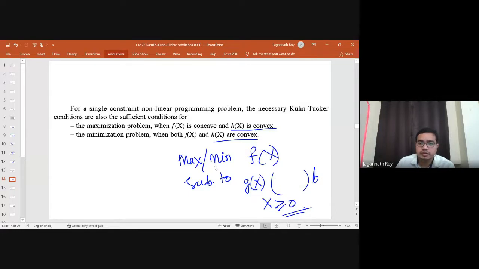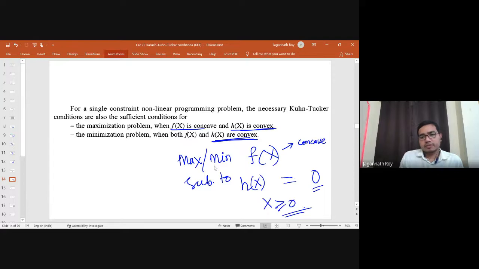Correct. For maximization, it will be less than, and for minimization, it will be greater than. Let us write h(x), and the right hand side is 0. Or okay, then it becomes equal. So it is always convex. For maximization, f(x) will become concave if it is concave, and if it is convex, then we will have the separation.